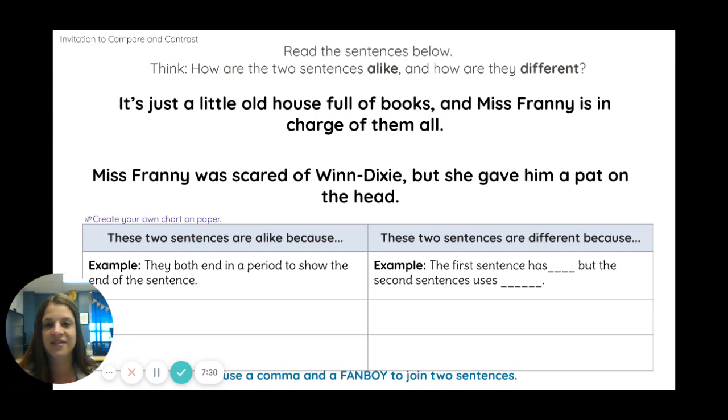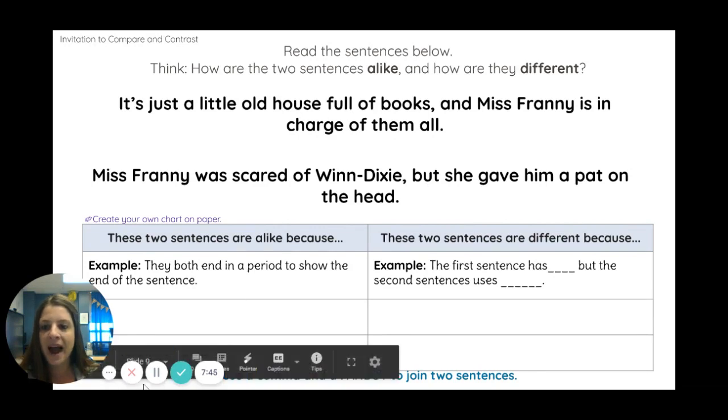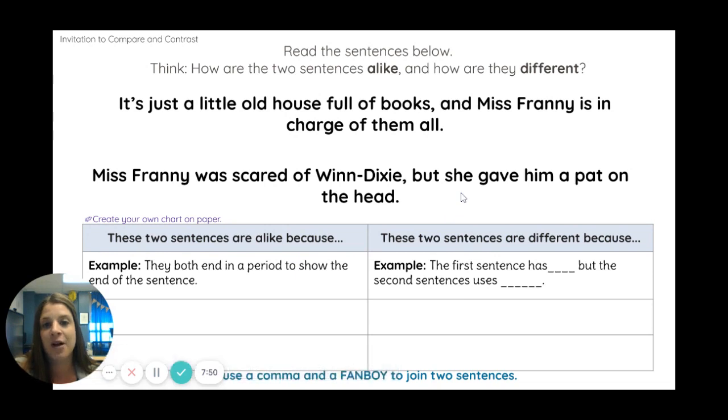Okay, writers, let's see what you came up with. Some things that I noticed is that they both still use a comma and a fanboy, so that's the same, but they use a different fanboy. So thinking back, remember when we thought about the different types of fanboys, how they have different uses? And is joining two similar ideas, but when we use the word but, it's showing maybe a different idea. Miss Franny was scared of Winn-Dixie, but she gave him a pat on the head.